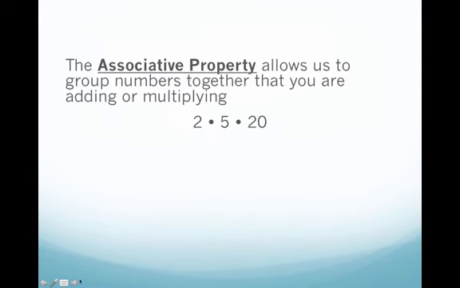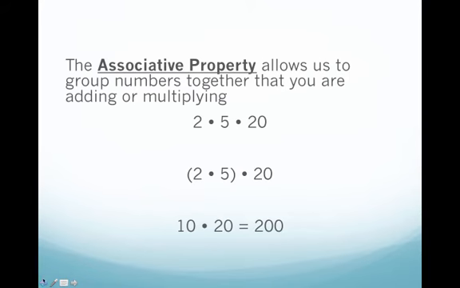Okay, and next we've got the associative property. So the associative property allows us to group numbers together that we're adding or multiplying. So again, we use these two properties for addition and multiplication. This time we've got 2 times 5 times 20, and what we're going to do is associate, group together the 2 and the 5 so that we can simplify. Again, with constants it's pretty easy, but this is going to help us later with variables. We're going to group together that 2 and the 5, then multiply by 20.